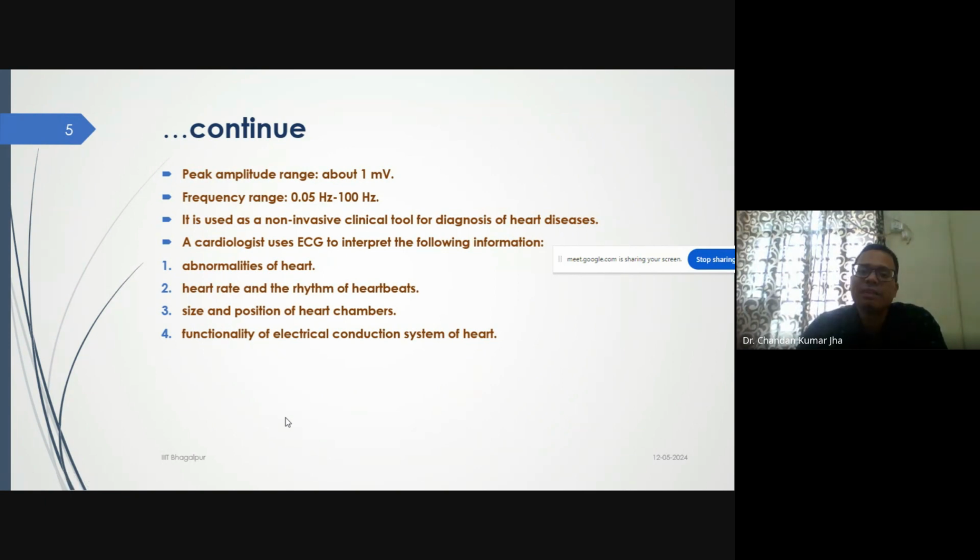It is widely used in monitoring devices, if a patient is suffering from different diseases related to the heart as well as diseases related to the brain, because it is a very simple method to know the functioning of our heart. A cardiologist uses the ECG signal to interpret different kinds of diseases, with information such as abnormalities of the heart, heart rate, the rhythm of the heartbeats, and the size and position of the heart chambers. If size and position become abnormal, the ECG will also be different, with different morphology and different time segments. ECG also informs us about the electrical conduction system of our heart.